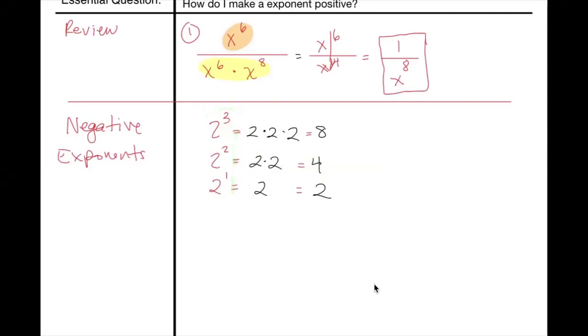So if I continue the pattern, I should have 2 to the 0, because we went from 3, 2, 1, 0. Now, if I continue the pattern, what would be the next exponent? 3, 2, 1, 0. The next one would be 2 to the negative 1. And the next one would be 2 to the negative 2. Okay, so let's explore what that means. Math's all about patterns.